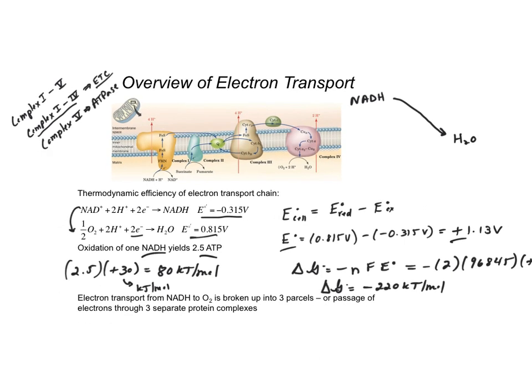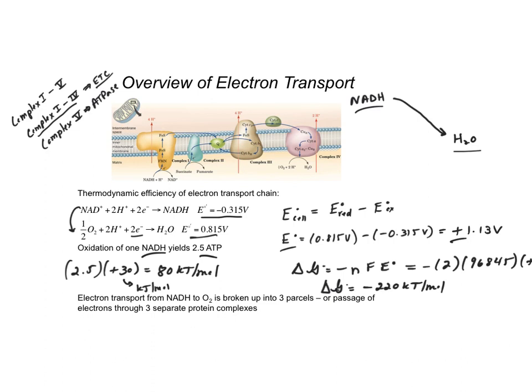Okay, all right, so here we go. We've got 4 different complexes. What's going to happen if we just took NADH and combined it with oxygen to form water? You get this nice big reaction that releases 220 kilojoules per mole of energy, and that would be lost in the form of heat.